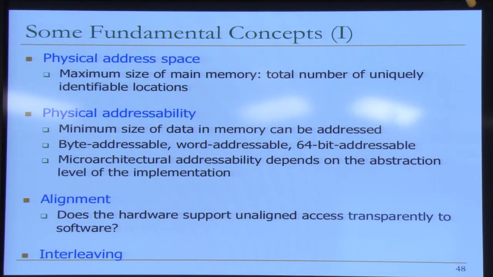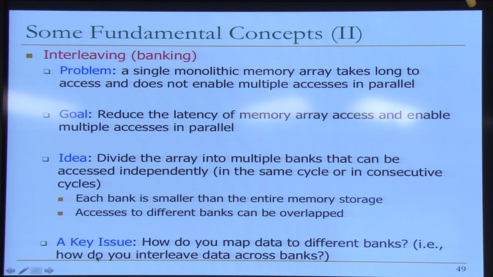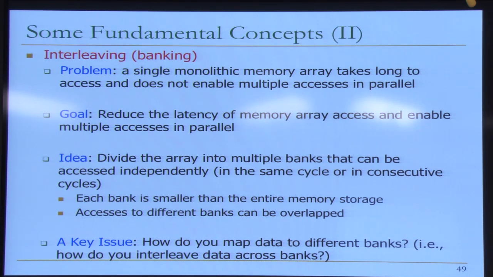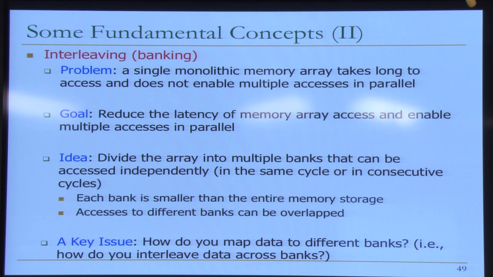Alignment. Does the hardware support unaligned access transparently to software? We'll not cover this as much, but you know the alignment from MIPS. And interleaving, you already know this concept very well. It's banking, right? I motivated interleaving in two different ways, if you remember. Basically, interleaving is the same as banking. One way we motivated it is that we want to have multiple accesses to memory, high bandwidth memories. So why don't we bank the memory such that we can start an access to one bank and overlap it with another access to the other bank? Assuming accesses go to different banks, you can get the data in a pipelined manner from the banks.